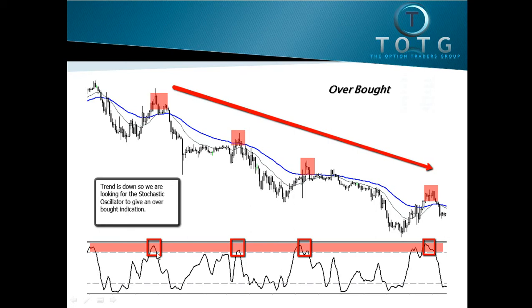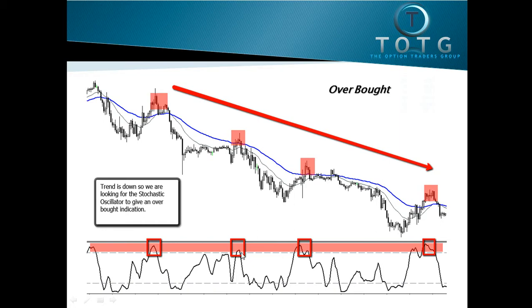So this stochastic has given us some beautiful signals here. As you can see, it came on down. Price went back up right here. The stochastic is in a very extreme overbought scenario. This is where you're looking for your trades. When this thing rolls over like this, okay, you're looking to sell the market. So all the areas I highlighted are sell areas, okay?